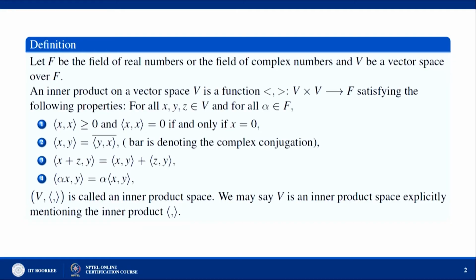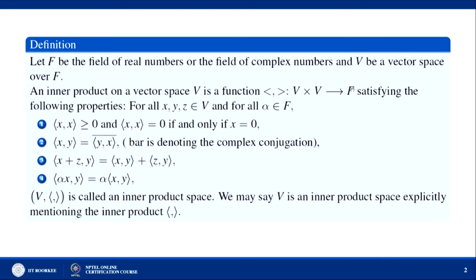Our today's lecture is based on inner product, what inner product is, and we will also see some important properties of inner product. So, what is inner product? Let us see. Let F be a field of real numbers or the field of complex numbers, and V be a vector space over F. An inner product on the vector space V is a function, denoted like this, from V cross V to F satisfying the following properties.